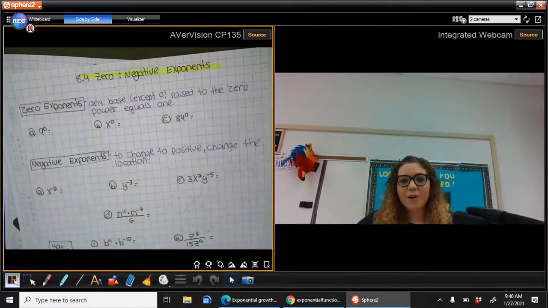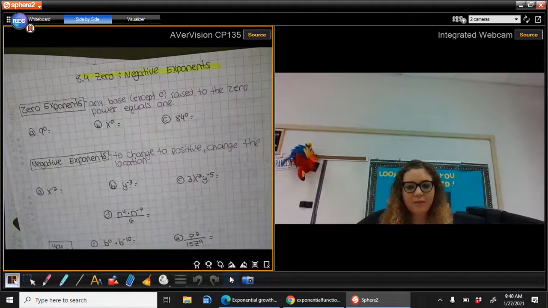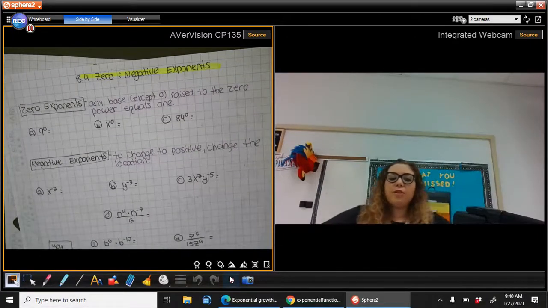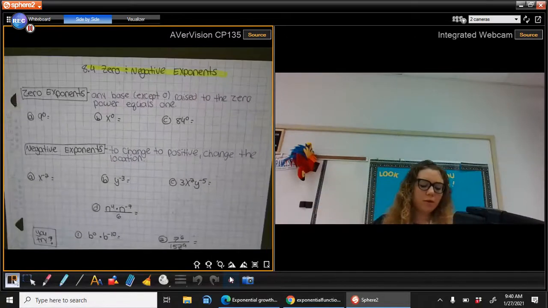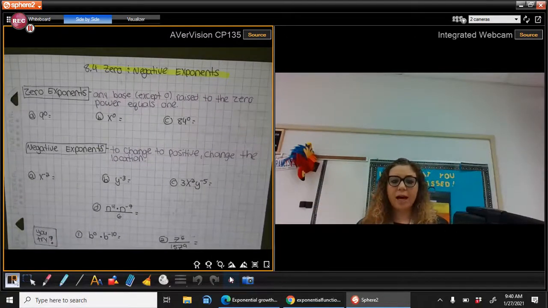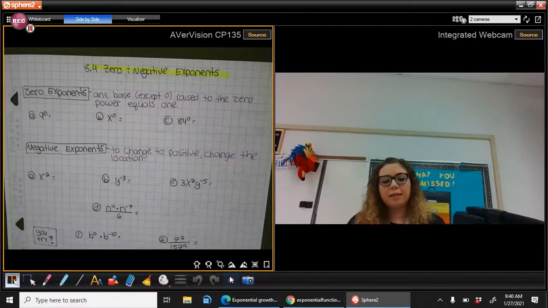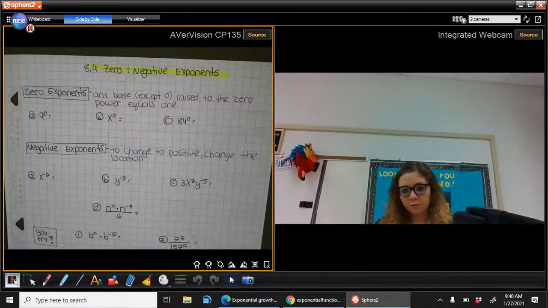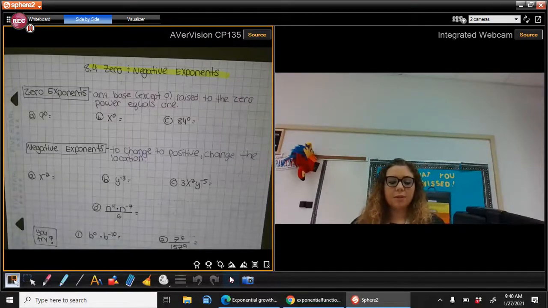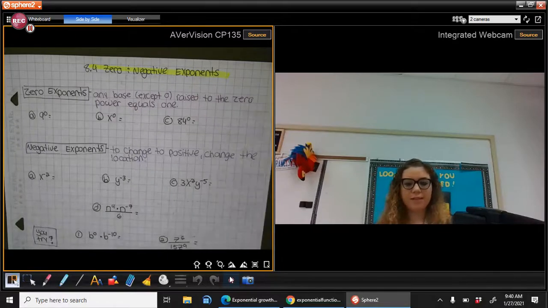Hey guys, welcome. We're going to finish up our rules with the last two rules, and those are zero and negative exponents. Today you might need to pause the video to make sure you have all these notes copied down, because they will help you when we move forward into the 9 weeks. The first rule we're going to talk about is zero exponents.